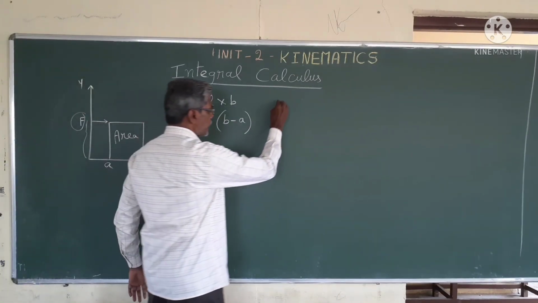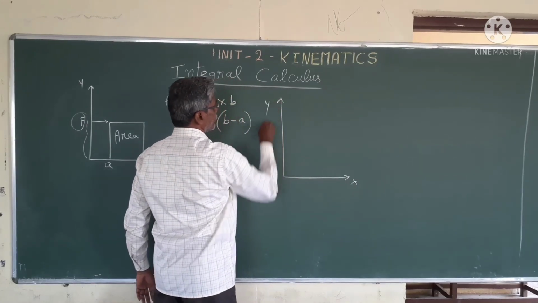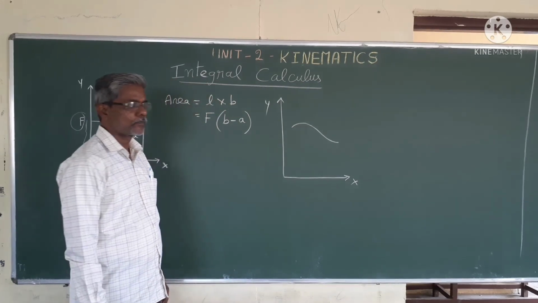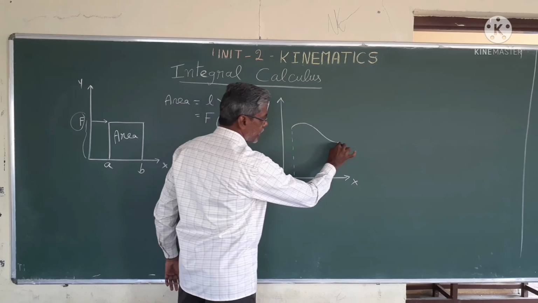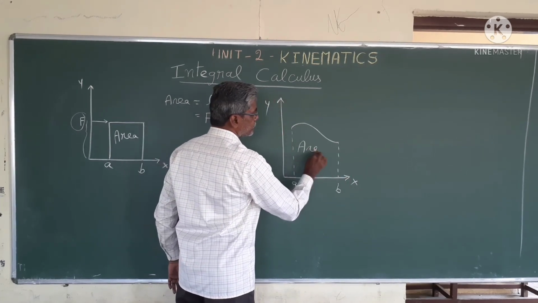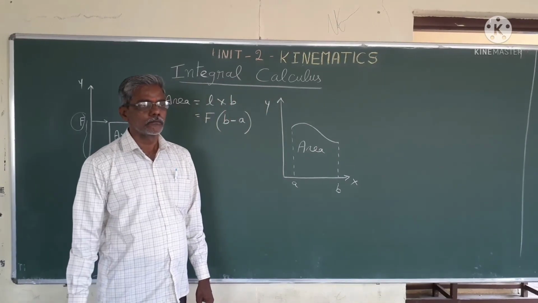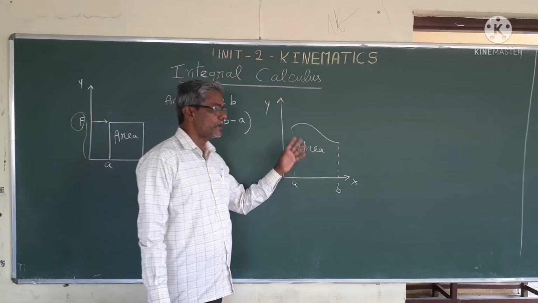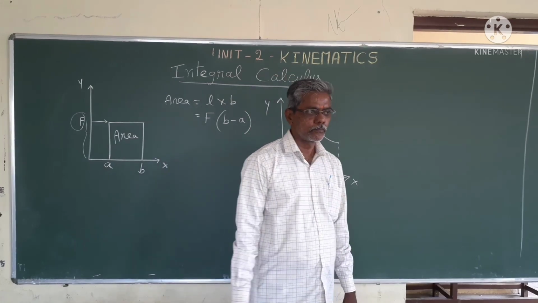In this way, we can find the area of a regular shape. Suppose I have an irregular shape. This one is the initial position, A, and this one is the final position, B. How do we find the area for this irregular shape? By using integral calculus, we can find the area of an irregular shape.